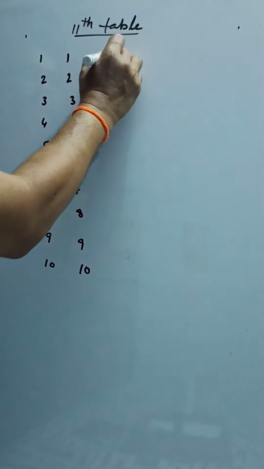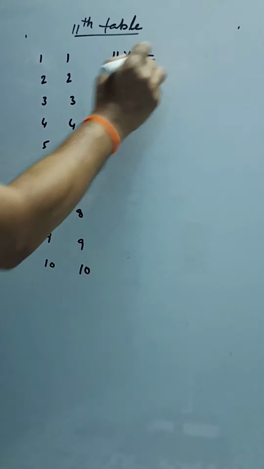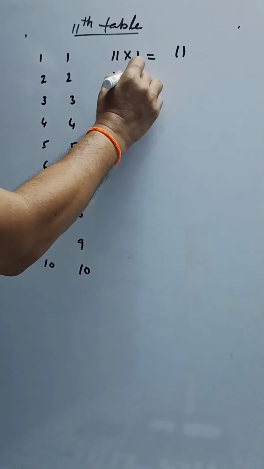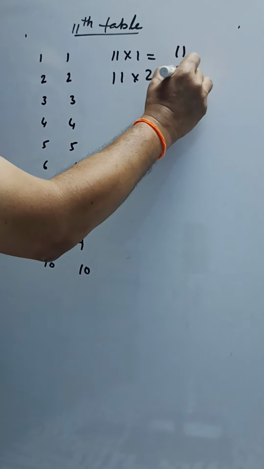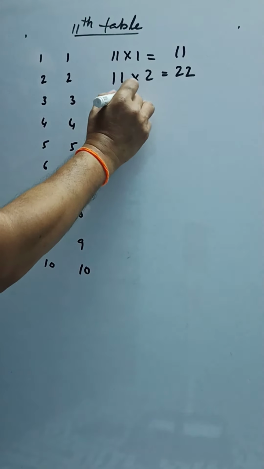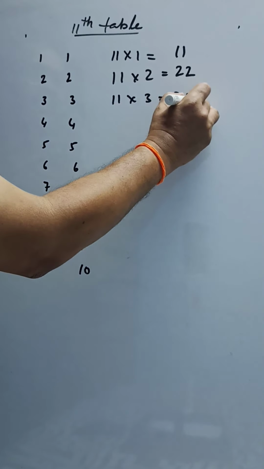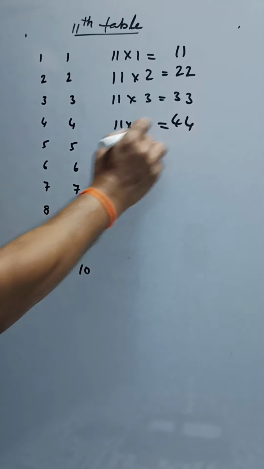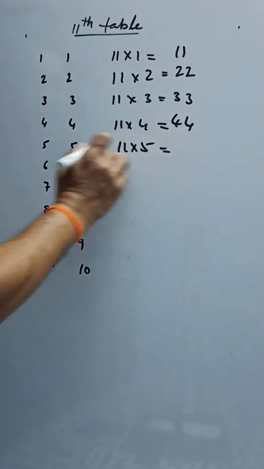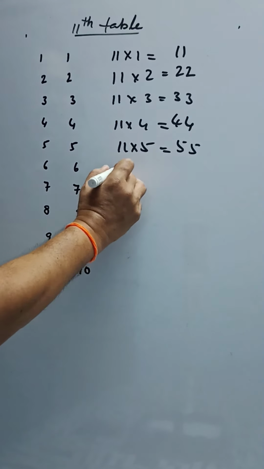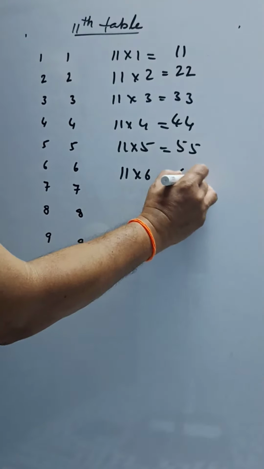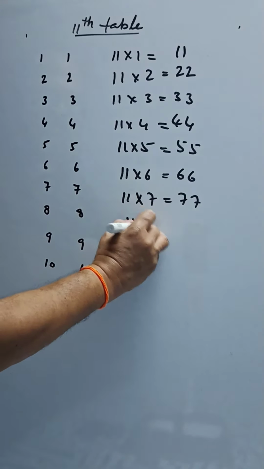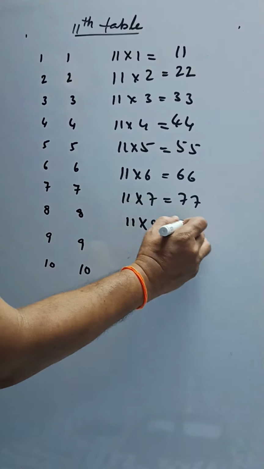Now we are going to write the 11th table. 11 into 1 I want. 1 and 1, 11. 11 ones are 11. 11 twos are, I want to write, 2 and 2, 22. Likewise 11 threes are 33. 11 fours are 4 and 4, 44. 11 fives are 5 and 5, 55. 11 sixes are 66. 11 sevens are 77. 11 eights are 8 and 8, 88.